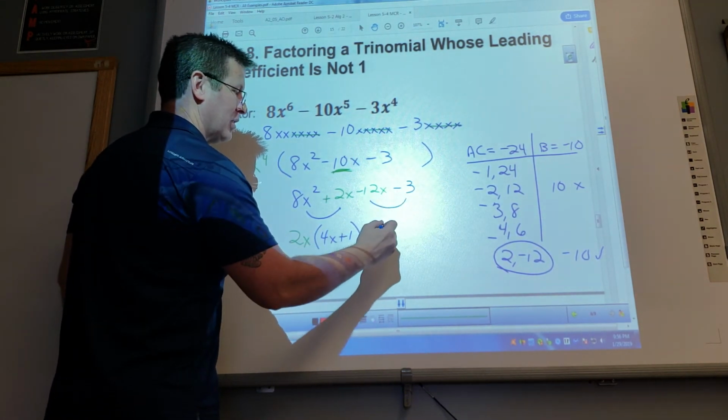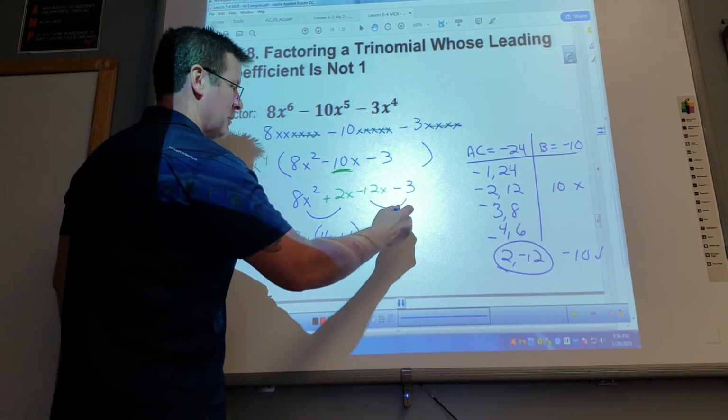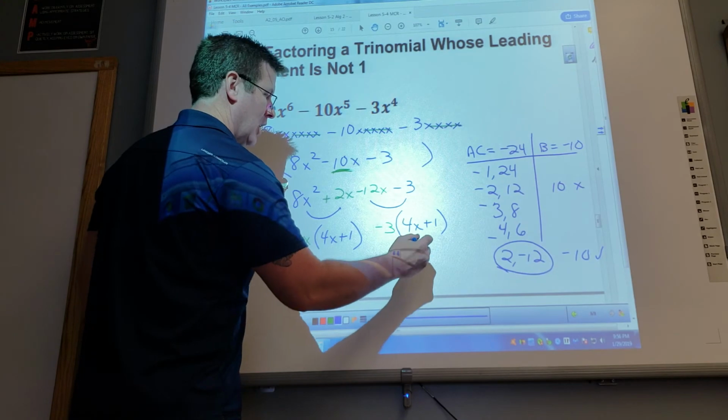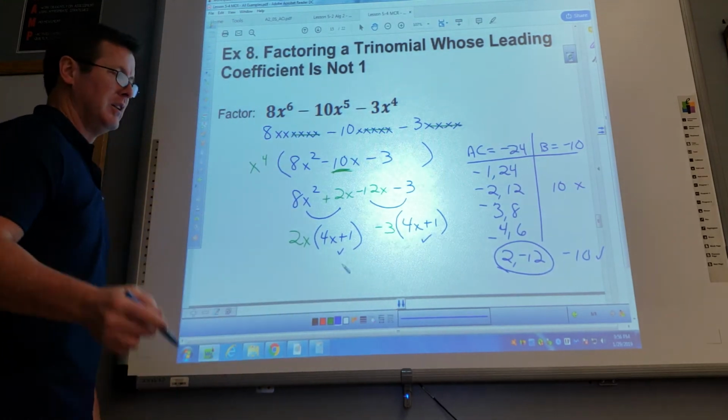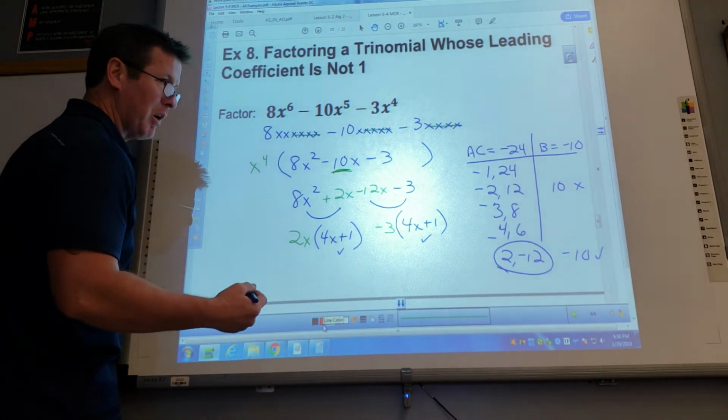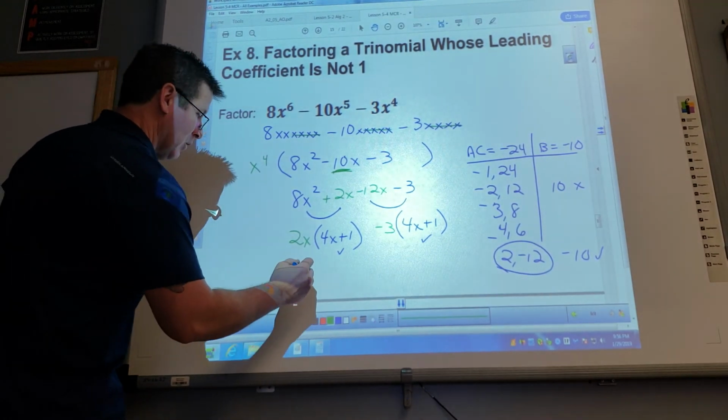Divide out a negative 3. What remains? When you divide out a negative 3, you got 4x and you got positive 1. When you see this common factor, then you know you're almost done. You've got the car in the driveway. Let's just park it and get out. What are you going to do?